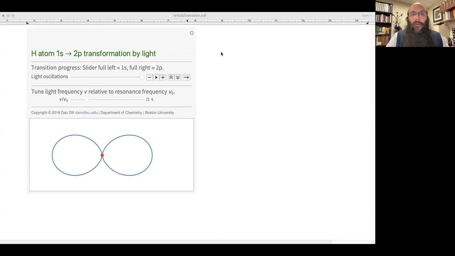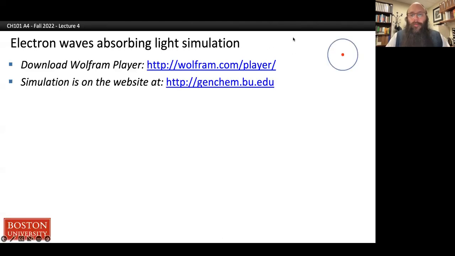All right, I want to point out a few things about this. I'm going to switch screens for a second. First, if you're looking to do this yourself, you can download the Wolfram Player on Macs and PCs. It's free. I think it's not free on mobile devices, so don't waste your money on mobile devices, but download it on your computers. It's amazing. And the simulation is on the website, on the handouts page. You can go to the website and download the simulation.